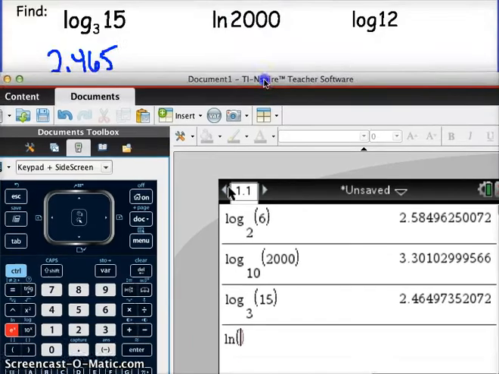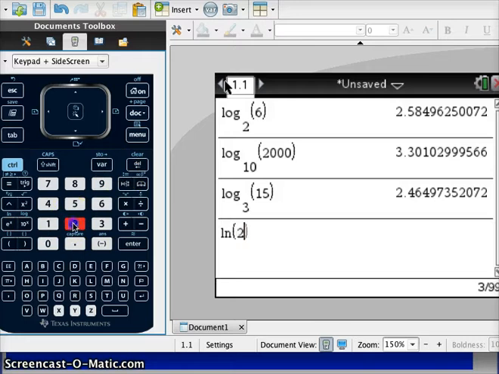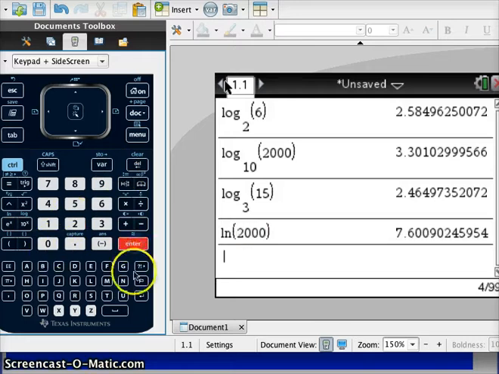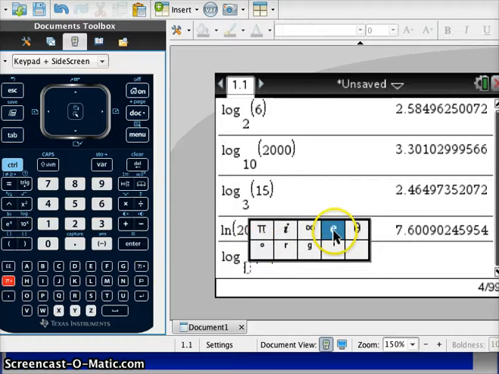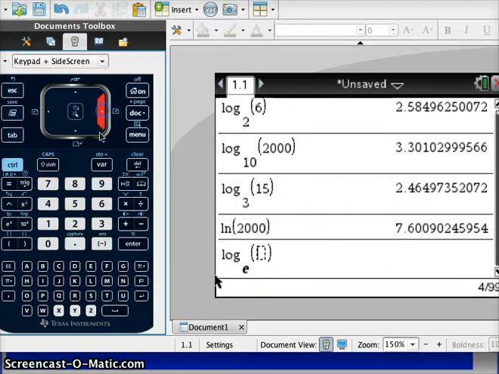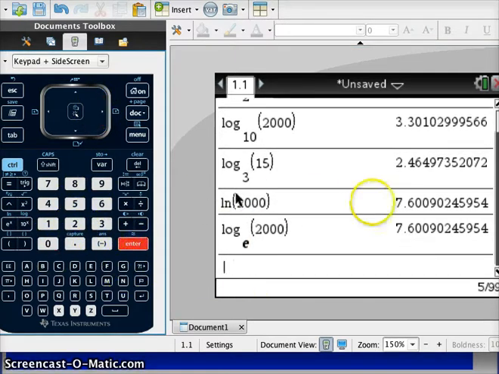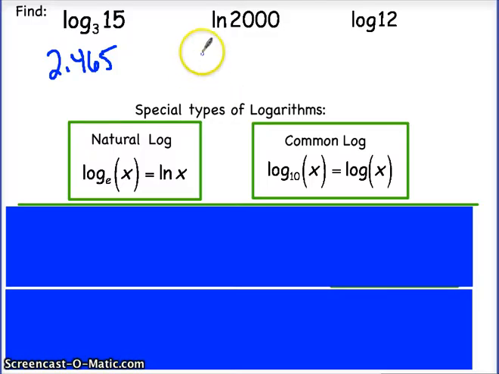But if you want to find the natural log, log base e of 2000, you can just type in natural log of 2000. Again, another way to do that would have been saying log base e. So we can pick our e off our calculator here of 2000, and we should get the exact same answer. 7.601 if we round correctly.